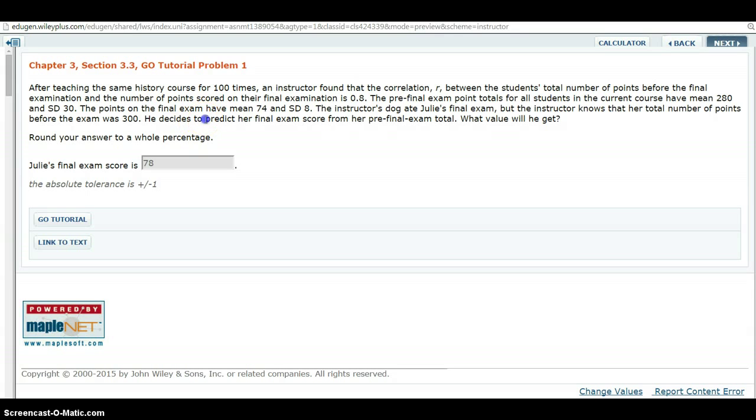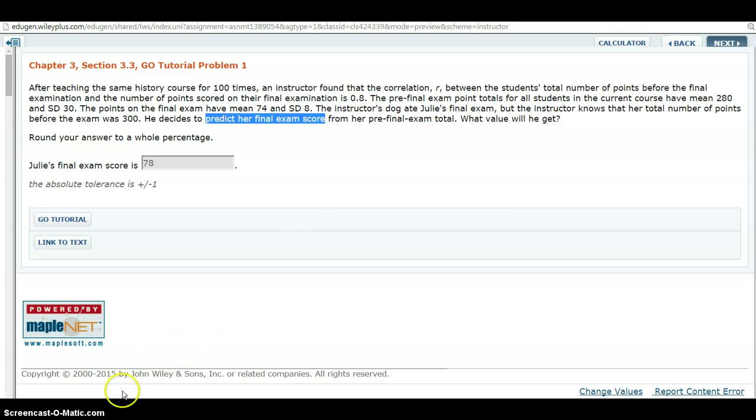So it says predict her final exam score from her pre-final total. So first of all, what are we trying to predict? We're trying to predict final exam score. Whatever we're trying to predict is going to be our Y variable, and the thing we're using to predict that will be our X variable. So final exam will be our Y, pre-final will be our X.